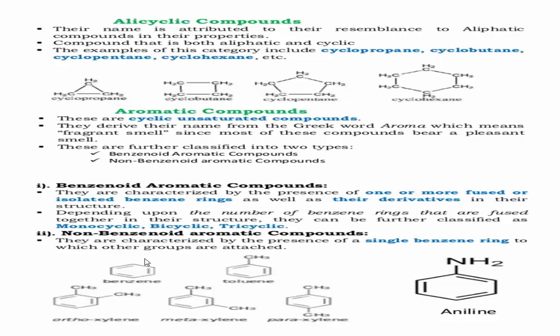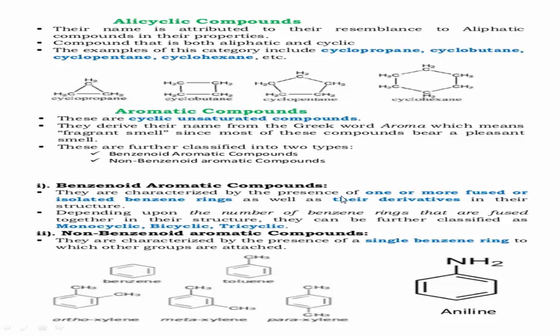Next, homocyclic compounds are again classified into two types: alicyclic compounds and aromatic compounds. What are alicyclic compounds? Remember students, alicyclic compounds are the organic compounds which have a ring structure and have aliphatic properties. And what are aromatic compounds? Aromatic compounds are the compounds which contain at least one benzene ring.